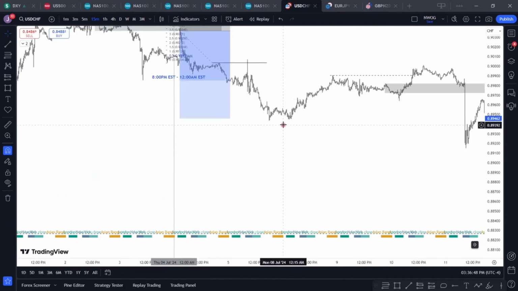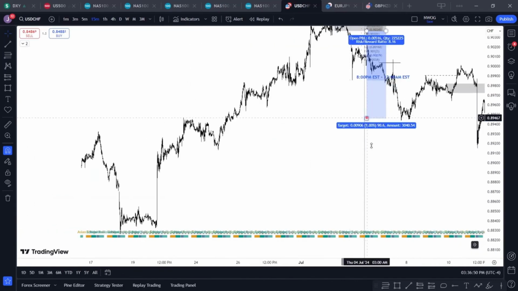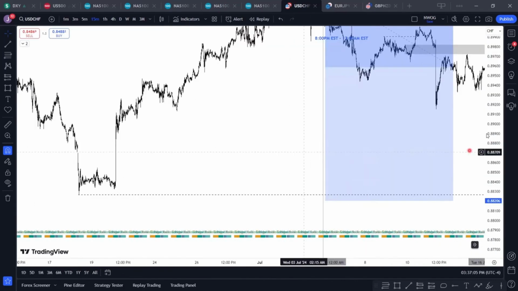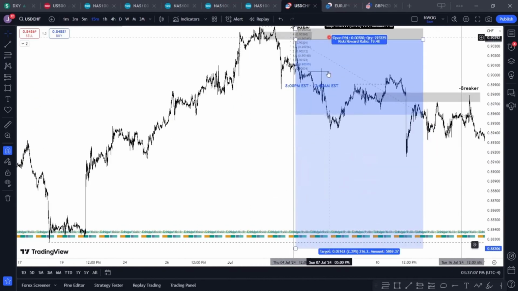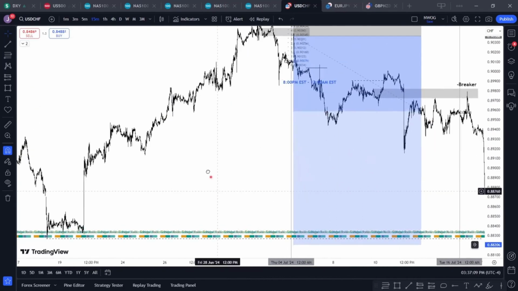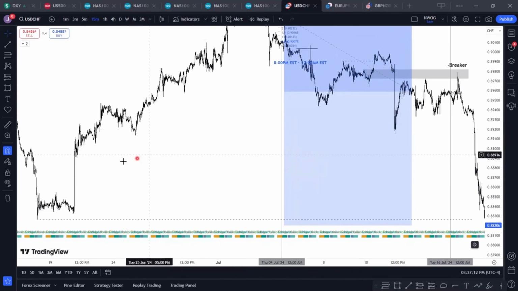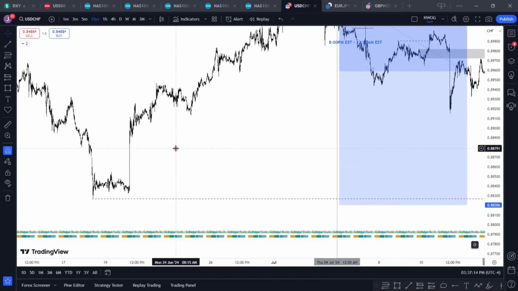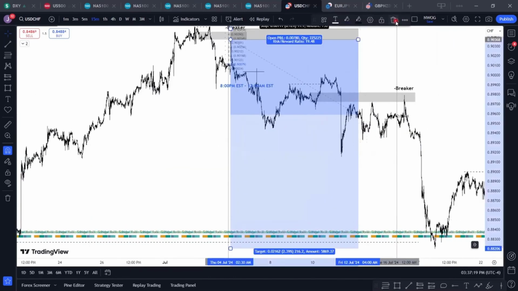So if you hold this for, let's see how long, let's just say for this low, 19%. If you're risking 1%, you'll be getting 19% back. If you're risking 2, that's like 38%. So let's look at the other example.